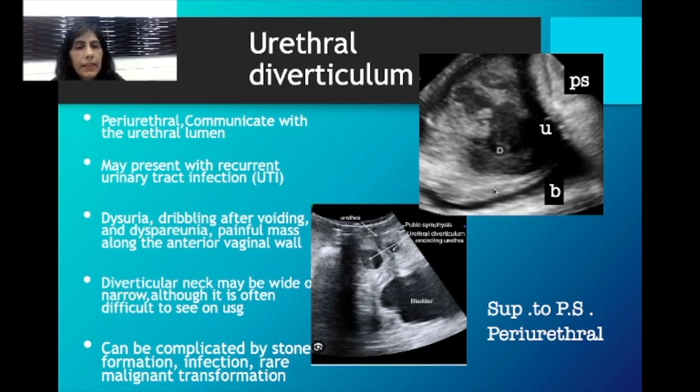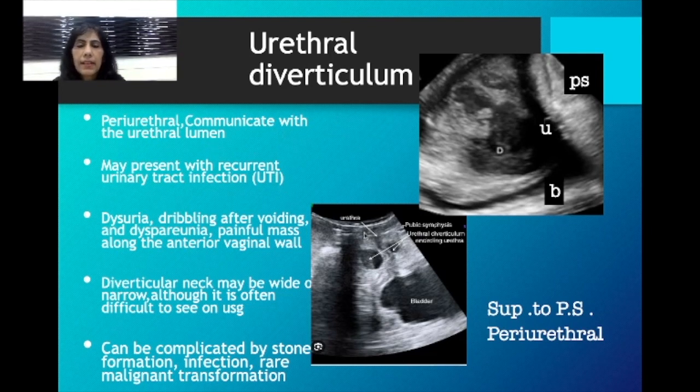Right. The bladder is here, collapsed. It is not filled properly. Then the same picture here. We can see the pubic symphysis has been labeled here. These are the cystic areas close to the urethra. Communication, this one is seen, this one is not very clear here. And again, these are urethral diverticula. So periurethral, they communicate with the urethral lumen.